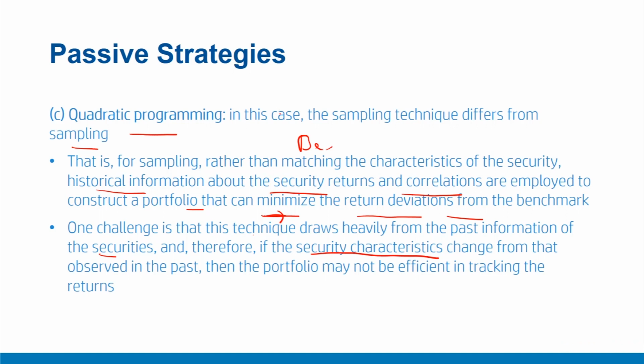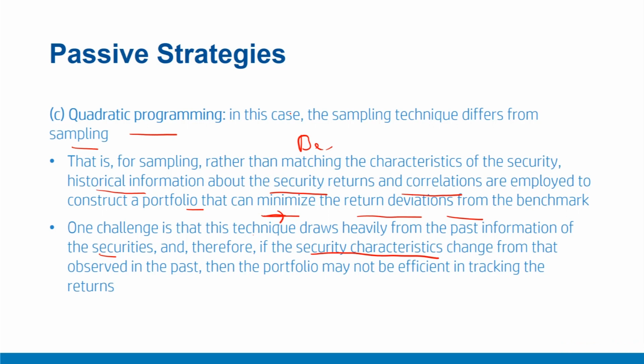For example, full replication strategy involves large number of transactions, so transaction costs are high. However, at the same time, its ability to mimic the benchmark portfolio is good. In terms of its efficiency, it's high. Second is sampling. Again, sampling involves less transaction cost. However, its ability to mimic the benchmark portfolio is less efficient.